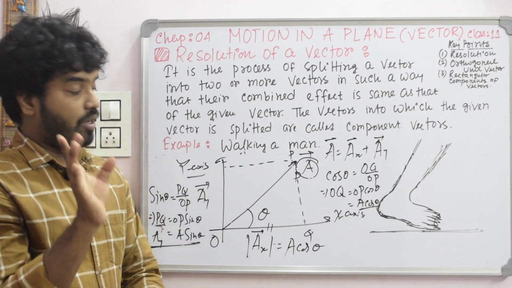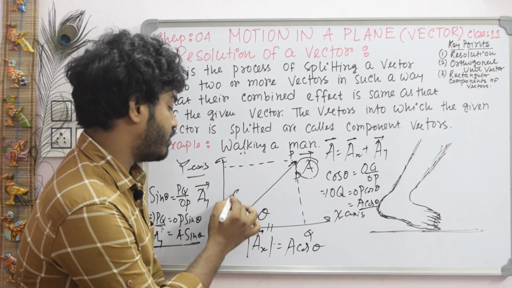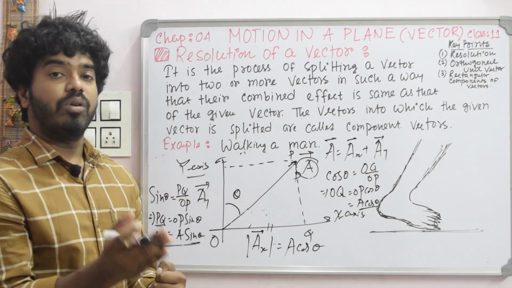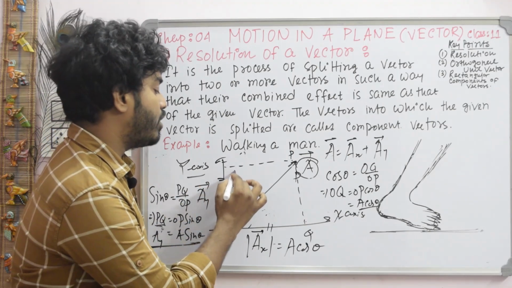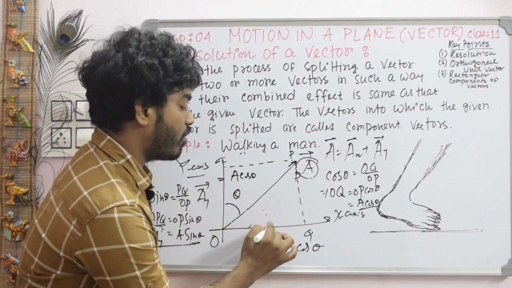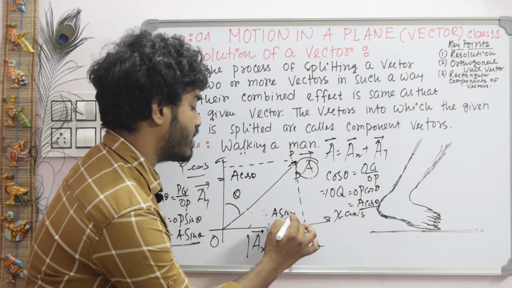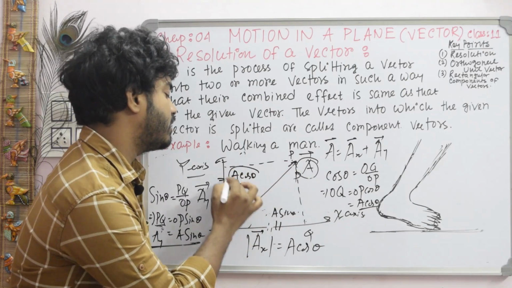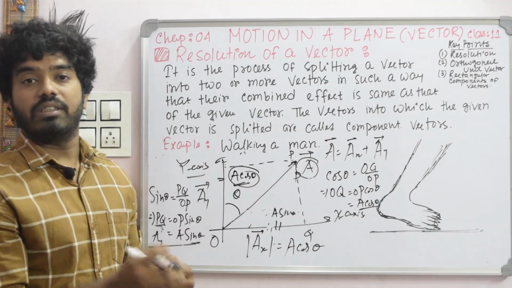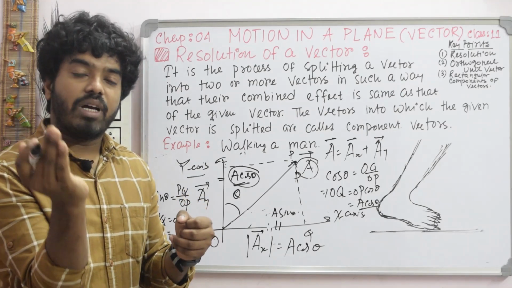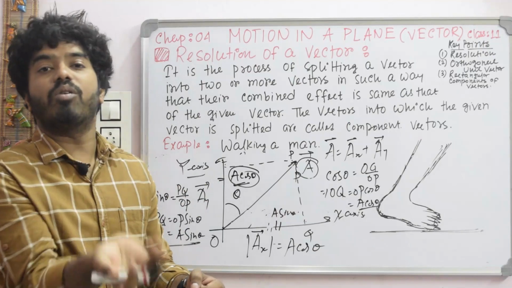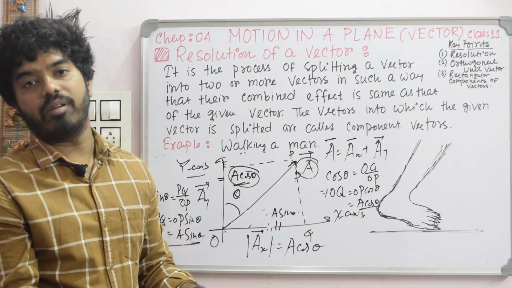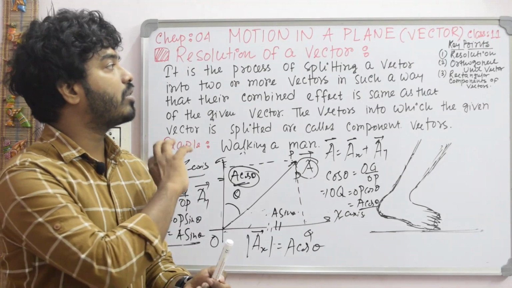But not always. When this angle is given, suppose A vector is making an angle theta with this y axis. Now in that condition this component will be A cos theta and this component will be A sin theta. You just calculate from this triangle and easily you will get this component as A cos theta. That means the angle along with this axis always gives the cos value and the perpendicular with this axis always gives the sin value. Okay. So this is our resolution of a vector.